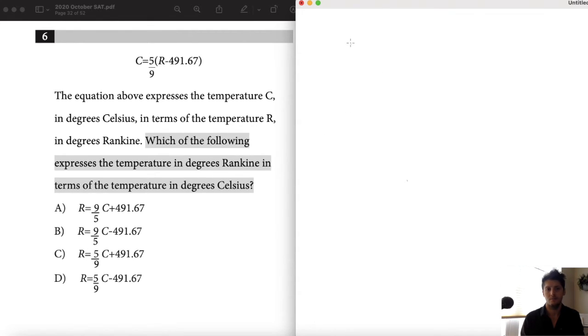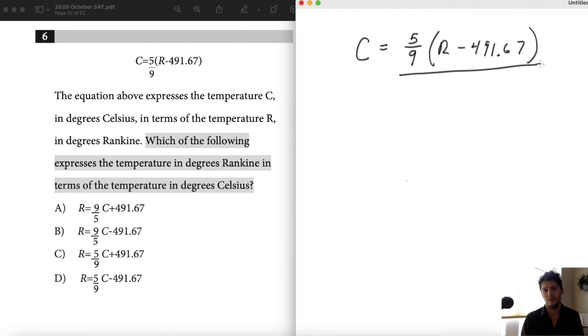So my process is to just peel layers away to get R by itself. This 5/9 is, in a sense, further away than R minus all this business, 491.67. First thing you would do is you would try to get rid of this fraction. So, of course, you could divide by 5/9 or multiply by 9/5. So when you divide by 5/9, dividing by a fraction is kind of goofy, but it's certainly doable. Dividing by a fraction is the same thing as multiplying by the reciprocal. So C divided by 5/9 is the same thing as C times 9 over 5.